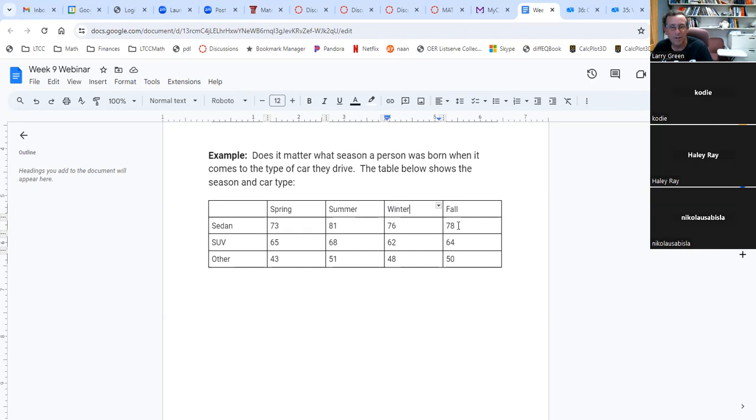So for example, this number 78 meant that 78 of the people that were surveyed were born in the fall and drive a sedan. Any questions on reading the table?